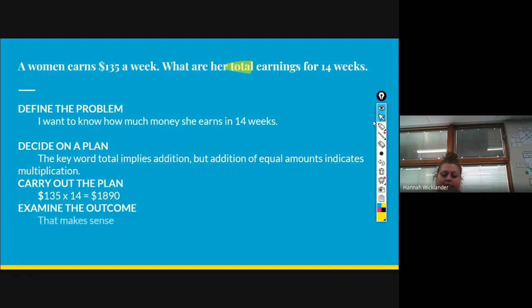Examine the outcome. Does this make sense? Yes, that makes sense to me because I am multiplying two numbers together and it should be pretty big. And so I know that that is a reasonable answer.